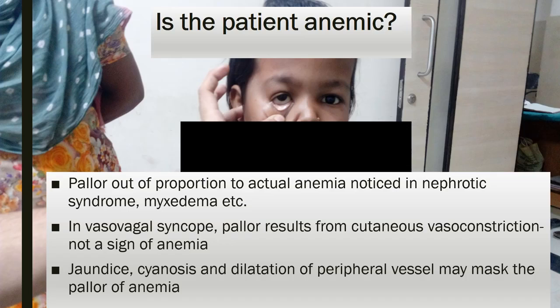And if the patient is having jaundice, cyanosis and dilatation of peripheral vessels, it may mask the pallor of anemia. So whenever we are examining the patient for anemia, looking at the palpebral conjunctiva or palm or tongue, always keep in mind whether anemia is actually there or another condition is mimicking the pallor.